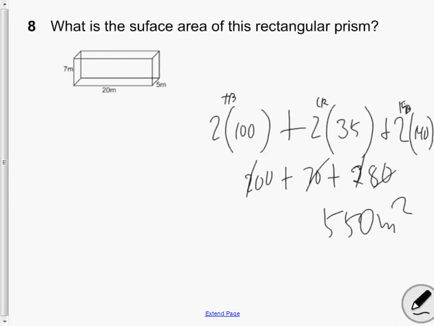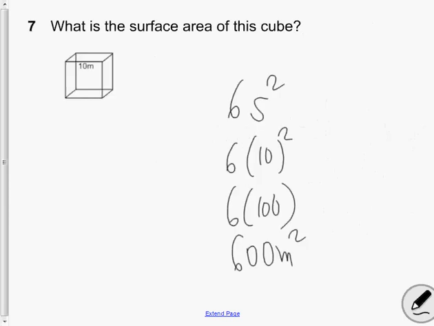Did I make a mistake? Oh, no, I think you were, 7 was 600 meters squared. You were asleep.